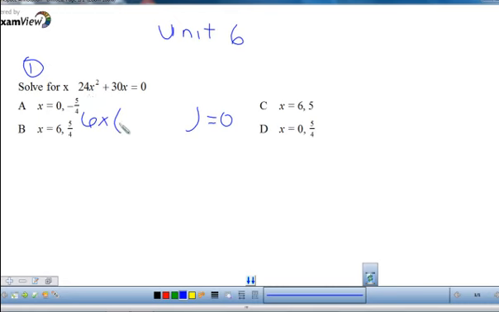So 24 divided by 6 is 4. Since there was x squared and we took one x away, there's still an x. Bring down the plus sign. 30 divided by 6 is 5. And again, we took the x away. Then we're going to use the zero product property.